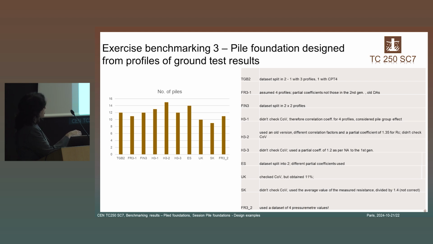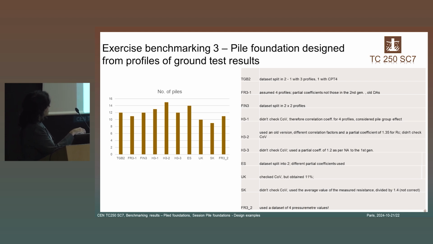The third solution, coming from Hungary, again they didn't check the coefficient of variation, and they used a partial coefficient of 1.2 according to the National Annex in Hungary, but this was the National Annex to the first generation of the code, because of course there is no National Annex yet for the proposal of the code.